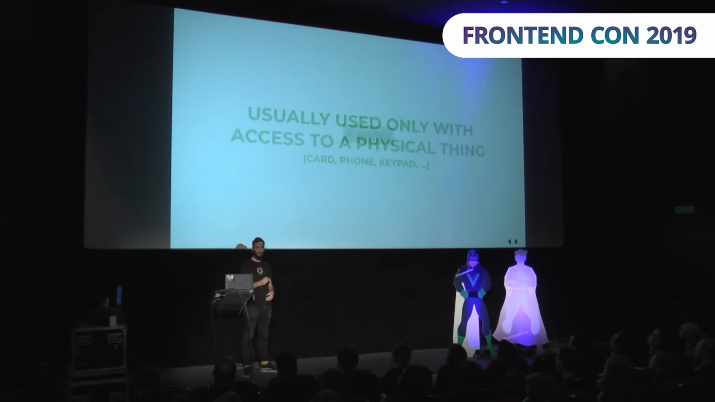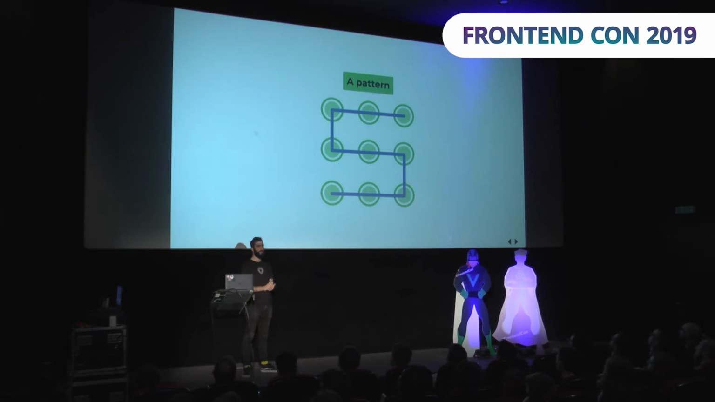Next one is a pattern, and if you use an Android phone, you might use something like this to unlock your phone. Who uses this on their phone? I see a bunch of hands. Now, the main reason why people use this is mainly because it's a very easy way of unlocking your phone. It's very easy to remember a pattern. And what this is, it basically just translates to a certain code. This can be a PIN code, can be something else.